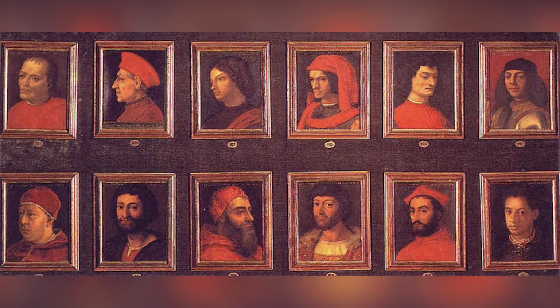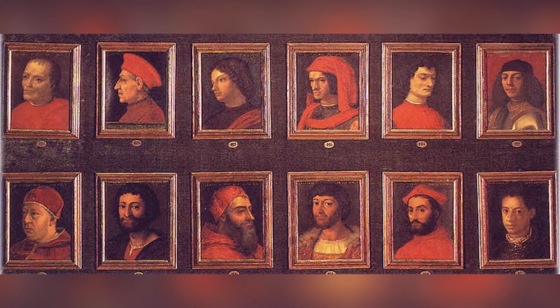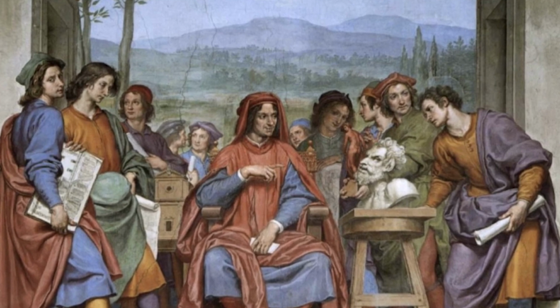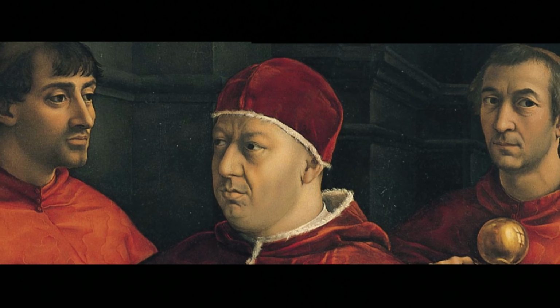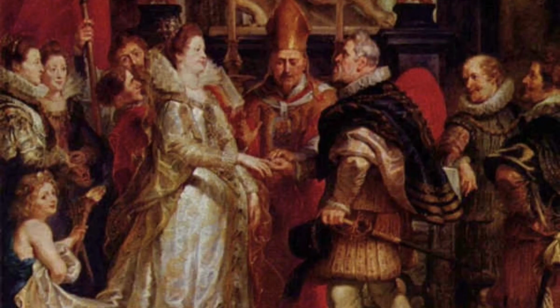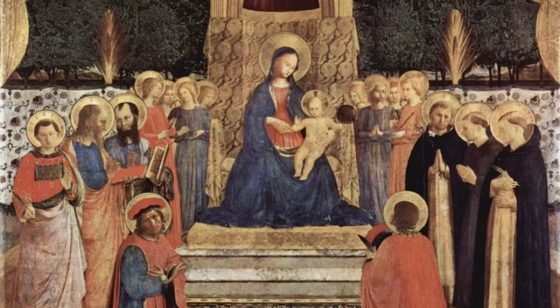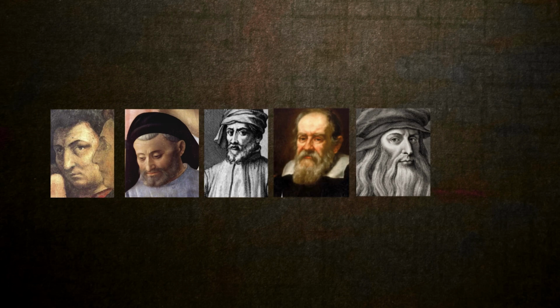The Medici family became the most powerful dynasty in the region, gaining power through banking. They were so rich and powerful that they were able to commission hundreds of works of art. The artists and thinkers sponsored by the Medici family include Masaccio, Fra Angelico, Donatello, Galileo, Leonardo da Vinci, and Michelangelo.